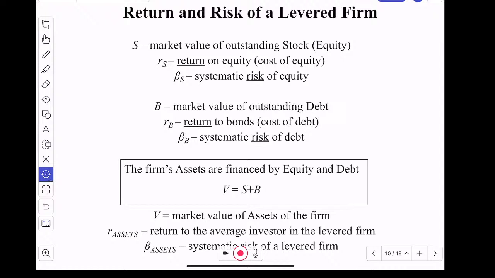When it comes to bonds, capital B represents the market value of outstanding debt. RB is the return to bonds. So this is the yield to maturity on debt, the return to bondholders, known as the cost of debt. And beta B is the systematic risk of debt.